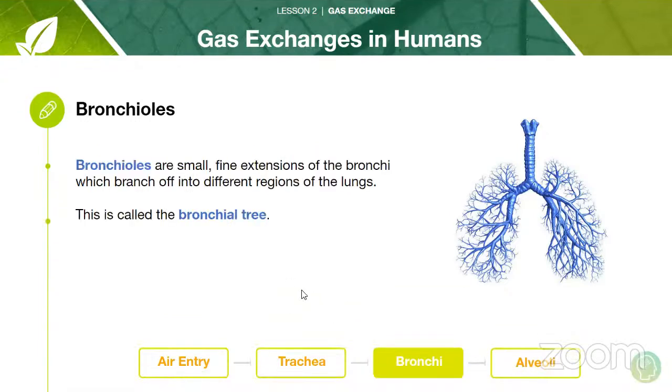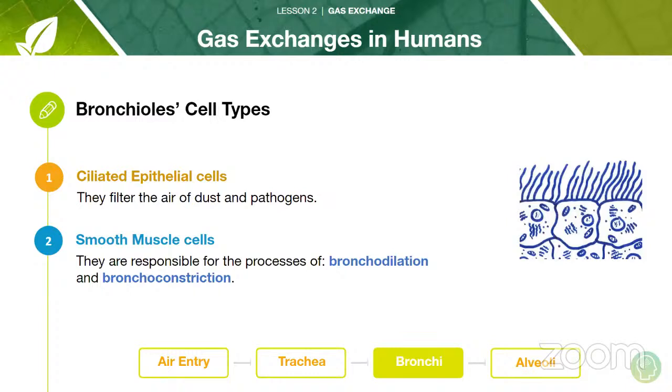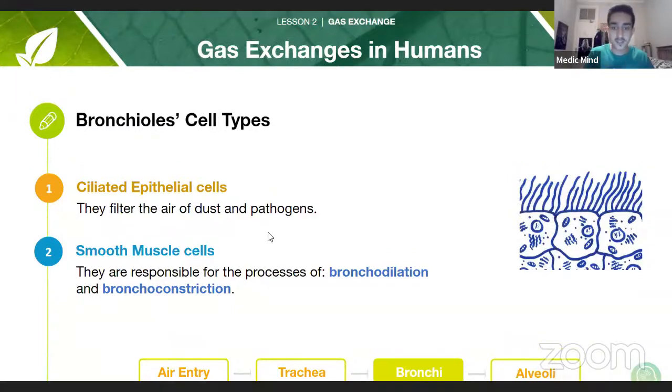Bronchioles are small, fine extensions of the bronchi, which branch off into different regions of the lung. This is called a bronchial tree. Bronchioles have, again, ciliated epithelium cells to filter the air of dust and pathogens, but also smooth muscle, for bronchoconstriction and bronchodilation, which is an important mechanism for protecting your lungs.